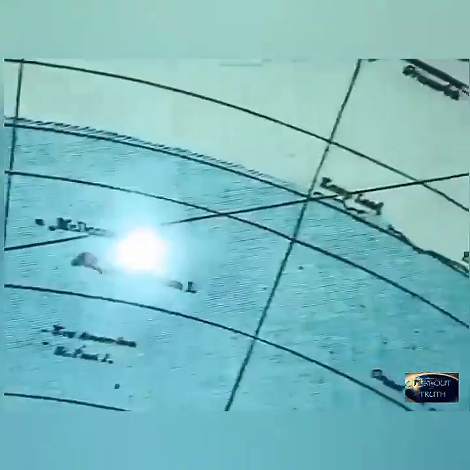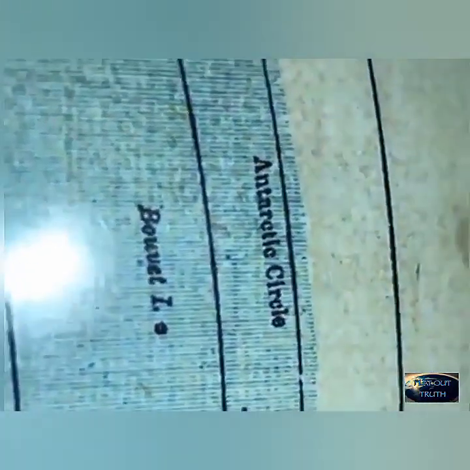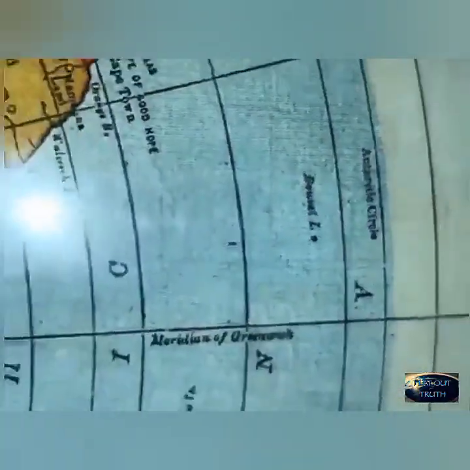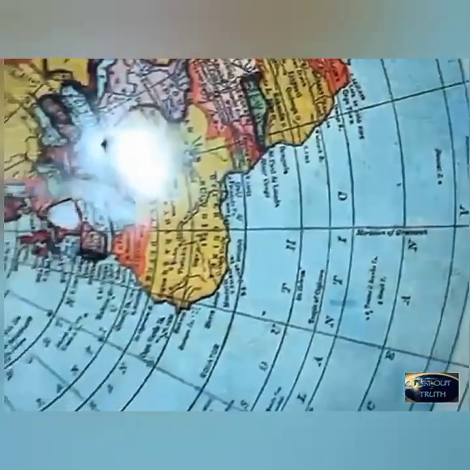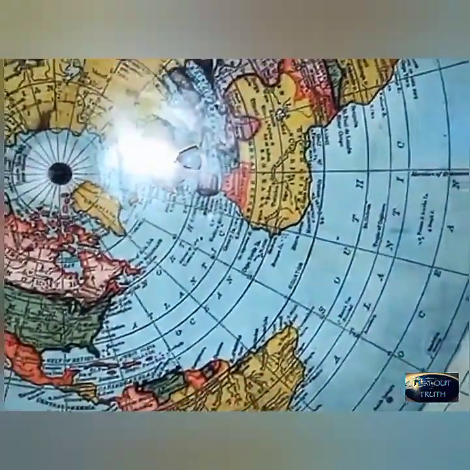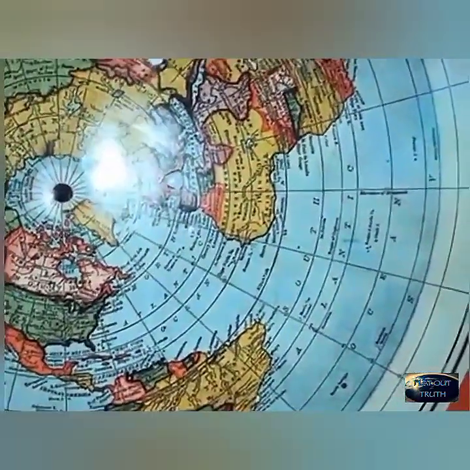Now look, even the ice wall itself is named all the way around it. Now all of a sudden that we live on a globe, all those places are gone, they don't exist anymore. Well, how did they exist in 1892, but they don't exist now? And as you can see right here on the map, it says Antarctic Circle. It doesn't say Antarctic continent, because it's a circle of ice that surrounds the earth and holds all of the oceans in.